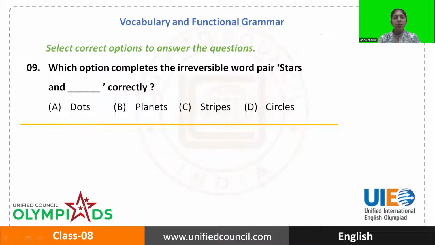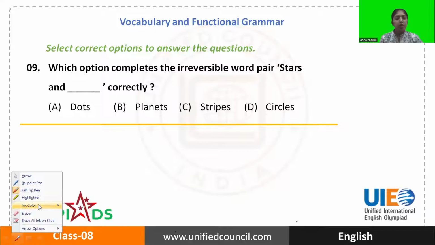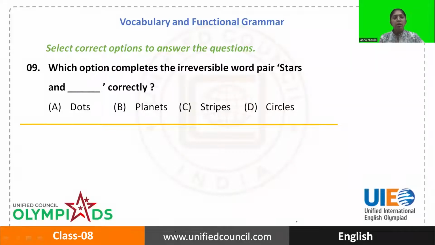Then we have the next one, question number 9. In this, we have to tell which option completes the irreversible word pair stars and blanks correctly. Is it stars and dots, stars and planets, stars and stripes, or stars and circles? So it is stars and stripes.